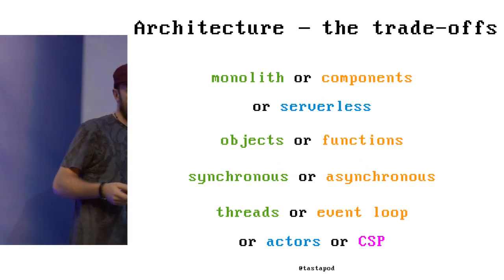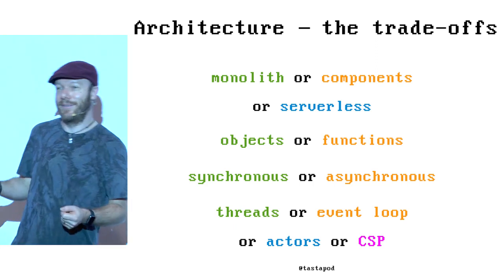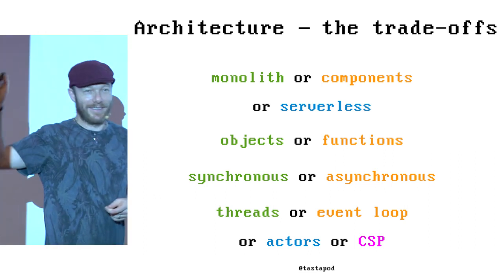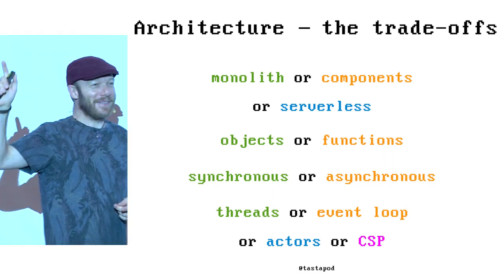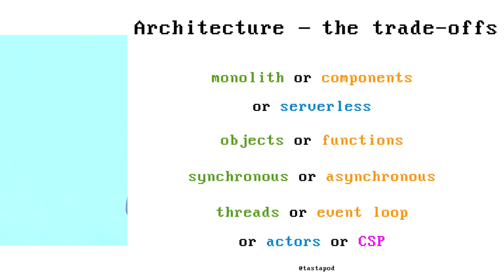So let's take a look at trade-offs with architecture then. Here's a fun one. Monoliths or components, right? Microservices. Who thinks that components are better? Oh, everyone's a bit nervous now. Who thinks monoliths are better? Three hands went up.